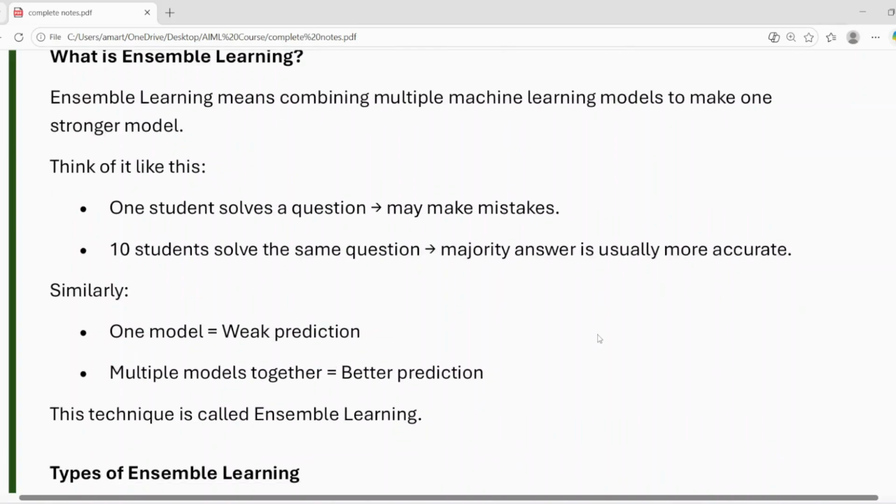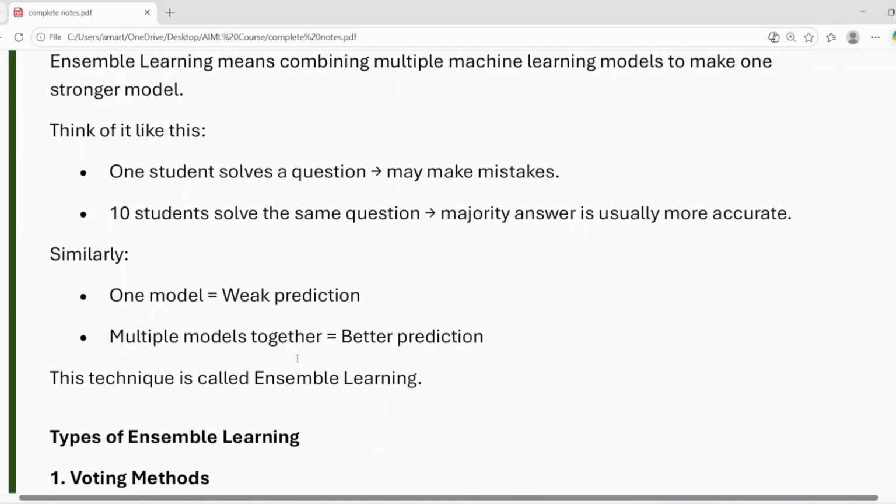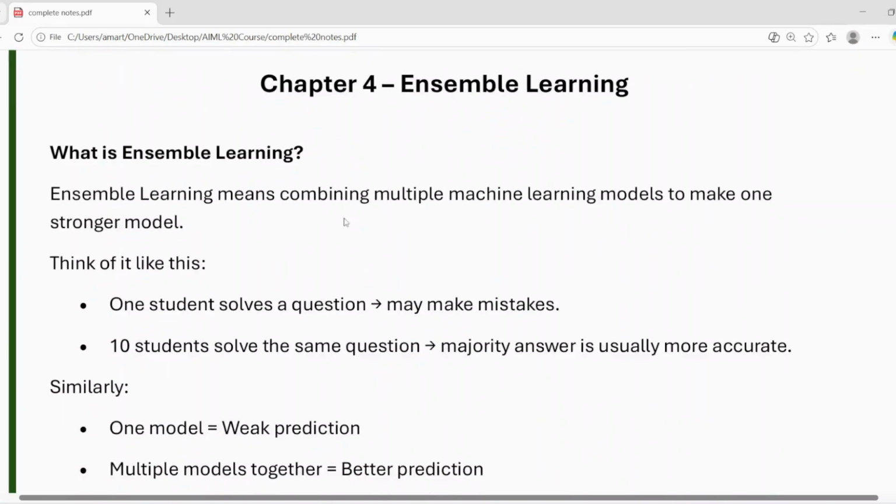So similarly, when you make a prediction with only one model, it may give a weak prediction, right? So we will basically combine multiple models to get a better prediction. This technique is called ensemble learning. Okay. So that is what ensemble learning is. It basically combines multiple machine learning models to make one stronger model.